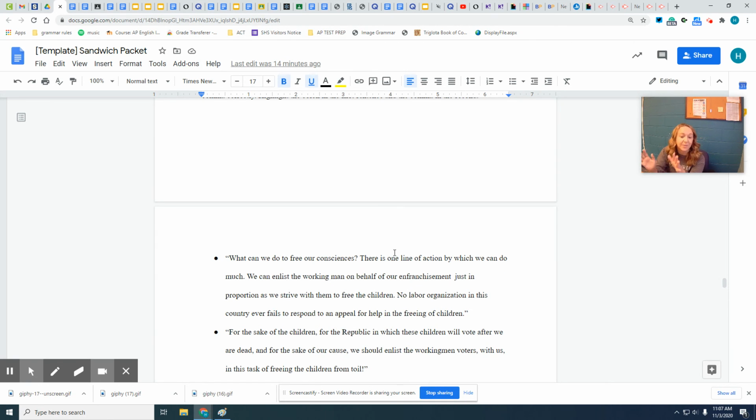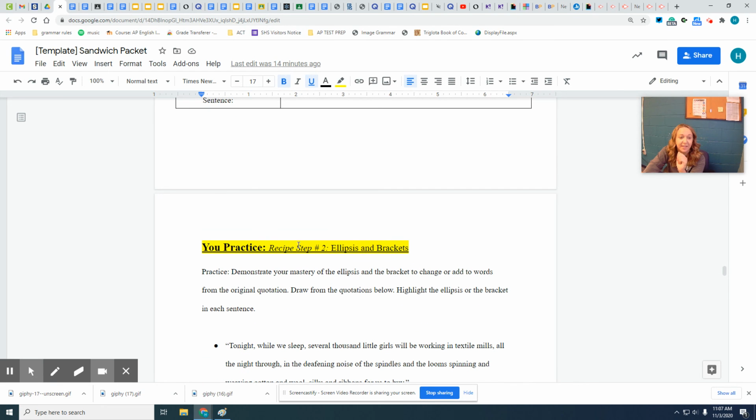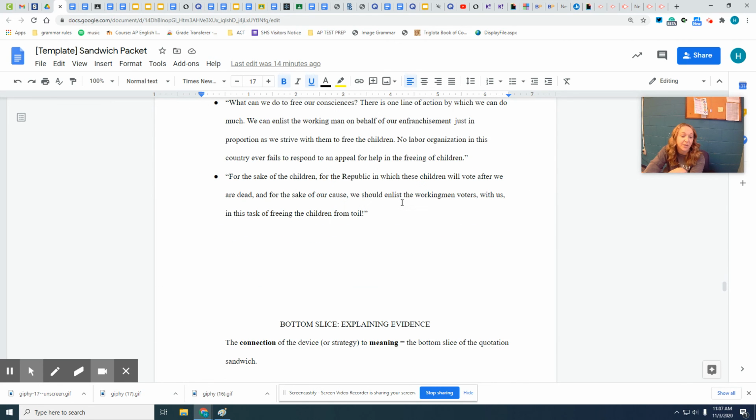So, I hope this helped. Today, you are just going to be working on these steps 1, 2, and 3, and then tomorrow you will get to the bottom slice, explaining evidence. Remember, that's the most important piece. But again, we'll get to that tomorrow.